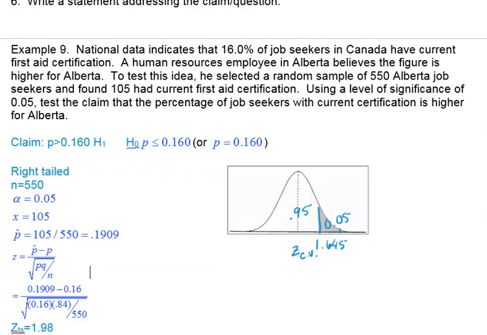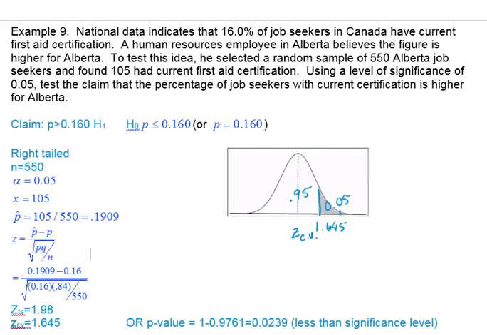And so our p-value, if you choose to do it that way instead, works out to 0.0239. Either way, we're comparing the p-value to alpha, which we would say the p-value is less than alpha, or we're looking to see if our test statistic falls in the critical region, which we also say the test statistic falls in the critical region. So whichever one you choose, we end up saying, oh, we reject the null hypothesis. So if we're rejecting the null hypothesis, we're supporting the claim.